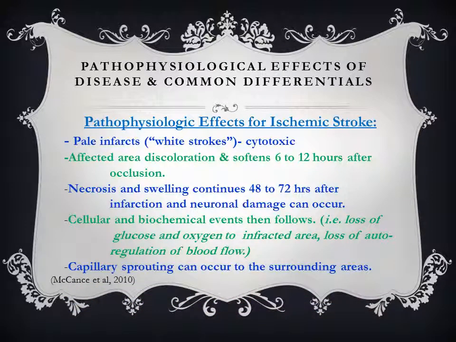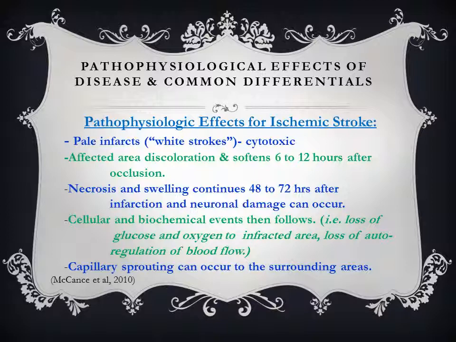Pathophysiologic effects for ischemic stroke include that ischemic infarcts are pale infarcts, or white strokes, which are cytotoxic ischemic events, and interaction between the blood elements and blood vessels combine to produce a brain injury. The affected area becomes discolored and softens about 6 to 12 hours after the initial occlusion. Necrosis and swelling continues 48 to 72 hours after infarction, and neural damage can occur.